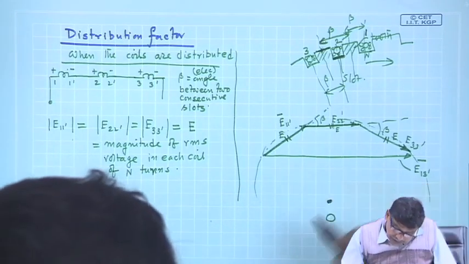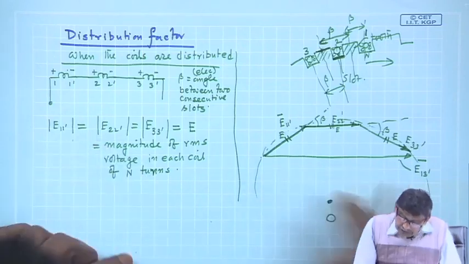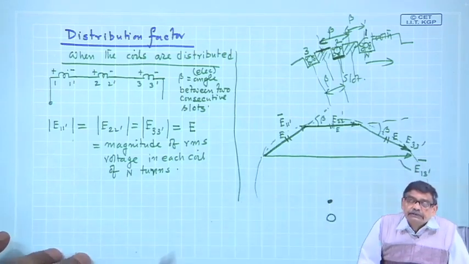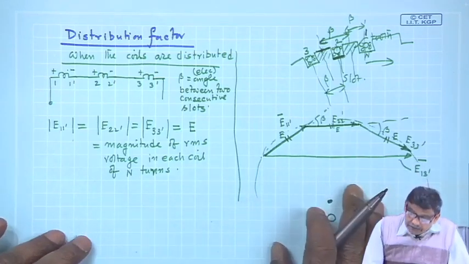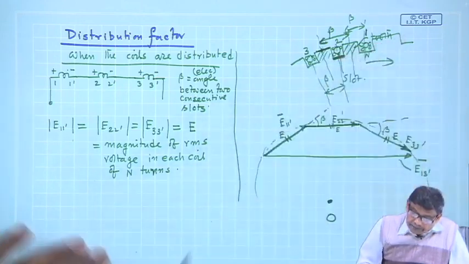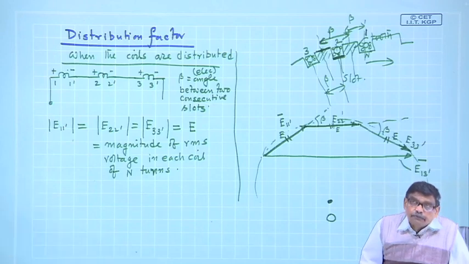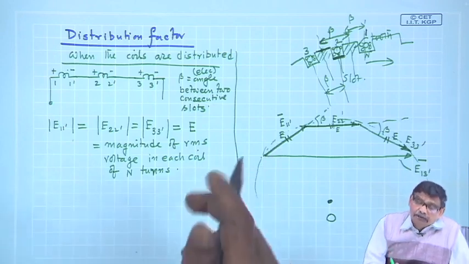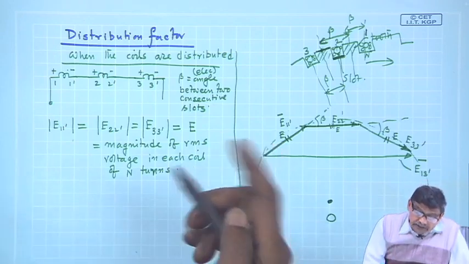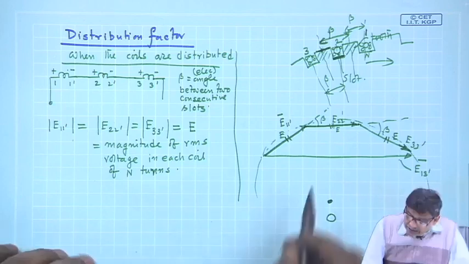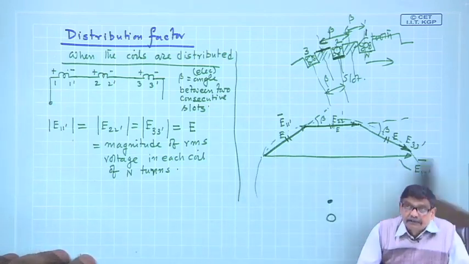Then what is my goal? My goal is to find out this resultant voltage, an expression of that, the resultant RMS voltage, and compare it with the situation when all the coils were concentrated, not distributed. That ratio I want to find out. So, first I have to calculate this 13 dashed resultant.